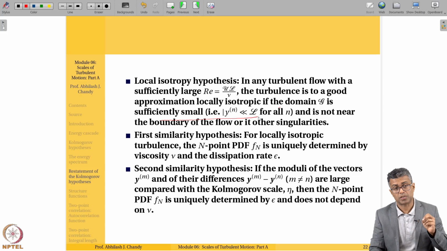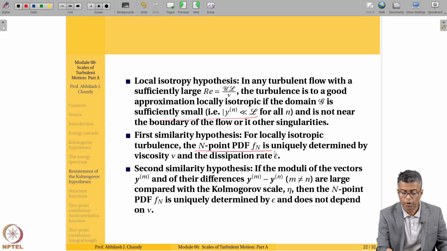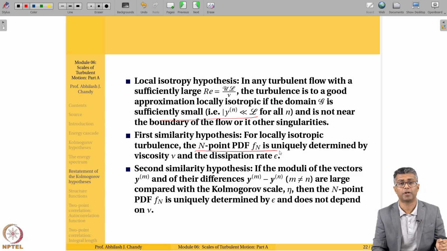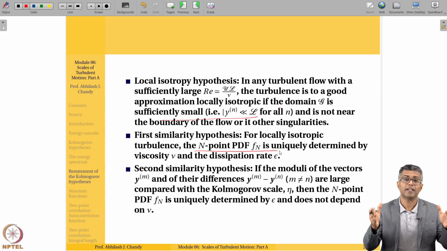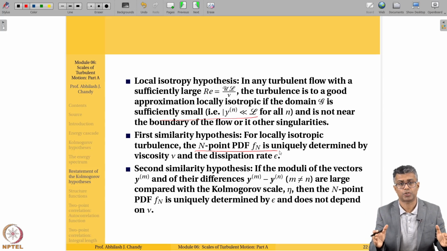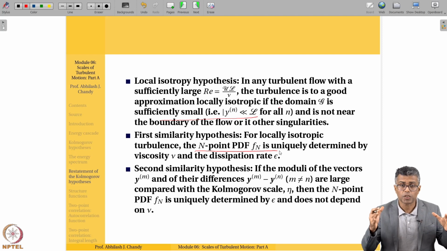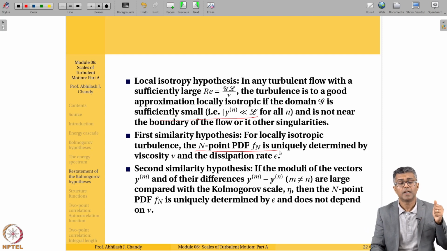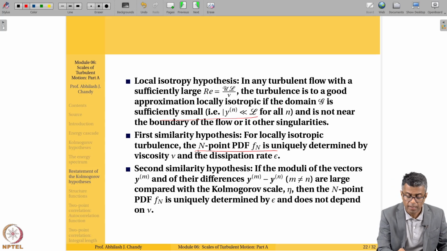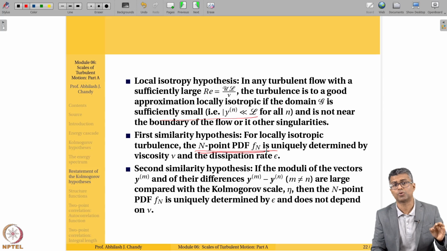Now the second hypothesis, which is the first similarity hypothesis of Kolmogorov. For locally isotropic turbulence, the endpoint PDF is uniquely determined by nu and epsilon, isn't it? Everything in the universal equilibrium range, everything below the large scales, all the small scales, are uniquely determined by nu and epsilon. So that means the endpoint PDF is also uniquely determined by nu and epsilon.